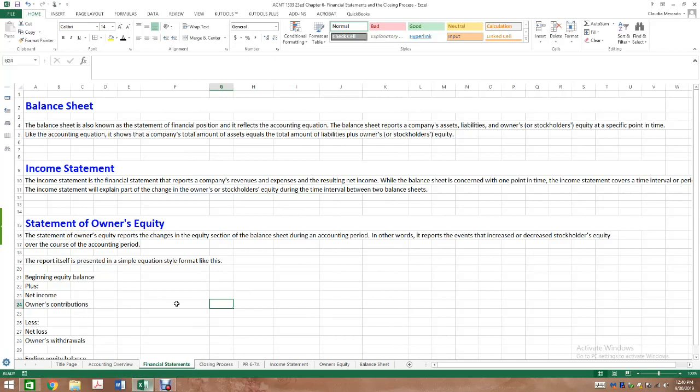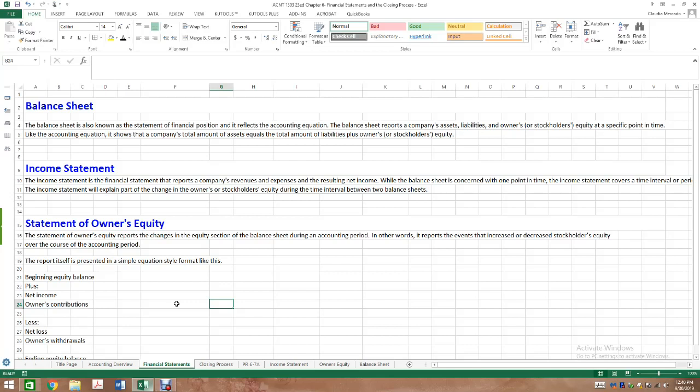The balance sheet is also known as the statement of financial position, and it basically reflects the accounting equation. What the balance sheet reports are a company's assets, liabilities, and owner's equity, at a specific point in time. Just like the accounting equation, it shows that a company's amount of assets equals the amount of liabilities plus owner's equity. So the balance sheet ensures that our accounting equation is in balance. Our assets equal our liabilities and owner's equity.